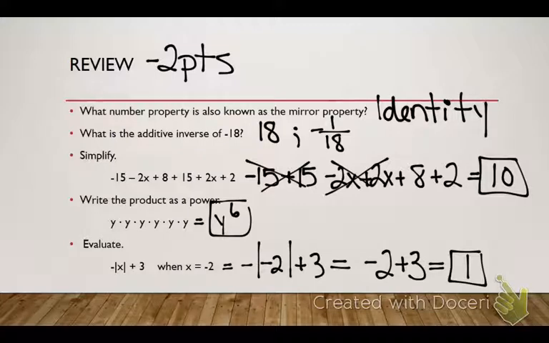Did anybody get 1? Okay, a couple people. So remember, it was negative because there's a negative out front. If there was no negative out front, it would just be 2 plus 3, and then it would be 5. So just remember those absolute value rules that we learned back in chapter 1. You might want to review that.